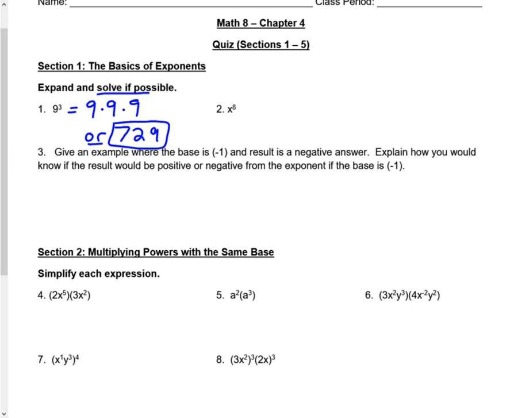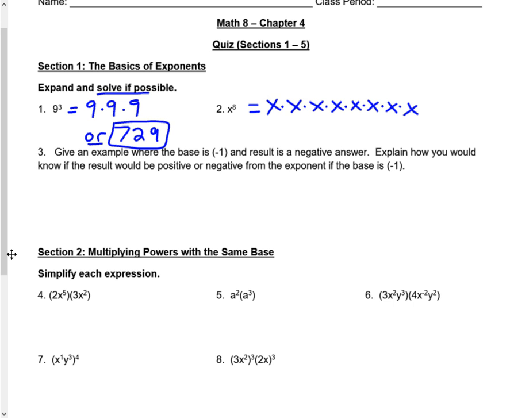Okay? Number 2, x to the 8th power is simply x times itself 8 times. So that's all I was looking for, is for you to expand that one to be x times x times x times x times x times x times x times... One more? Yes. All right, number 3. Number 3 was a common area of mistake.